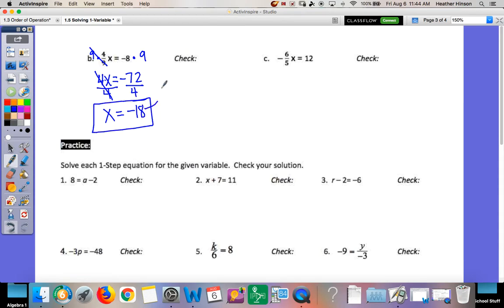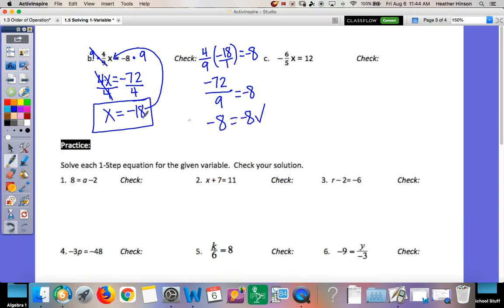And then I can check that by plugging in my negative 18. So 4 over 9 times that negative 18 equals negative 8. I'm going to put that over 1. 4 times negative 18 is negative 72. 1 times 9 is 9. Negative 72 over 9 is negative 8. And negative 8 does equal negative 8. So I know my answer is correct.